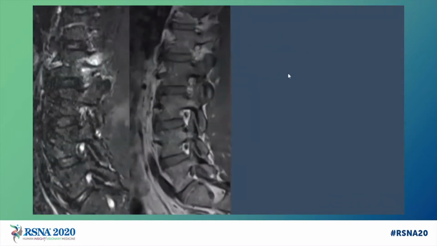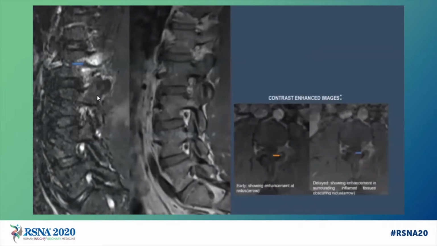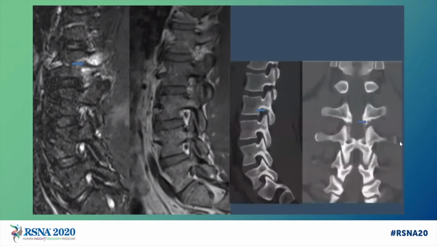You might run into more difficult and challenging cases such as this. All we see is a lot of edema, and the question is whether there's something in that pedicle or not. On contrast enhanced images early on, there's an enhancing small focus, which is partially obscured by adjacent enhancement in the later stages. But when we do a CT in this area, we can easily see this small osteoblastoma with the nidus.